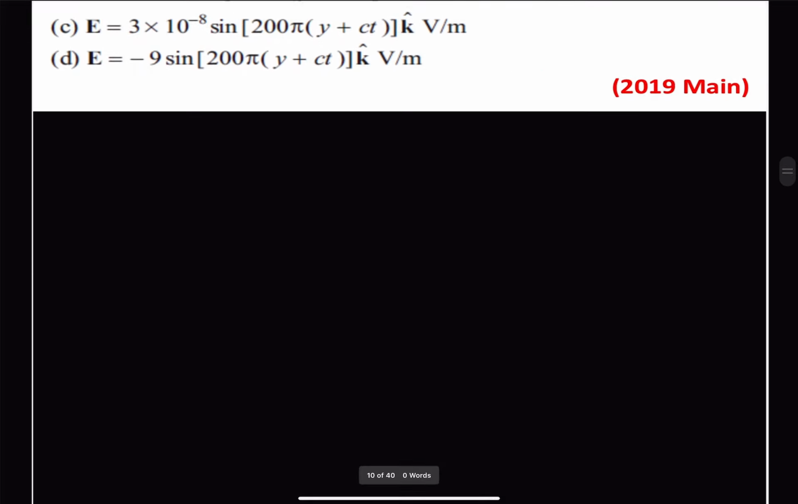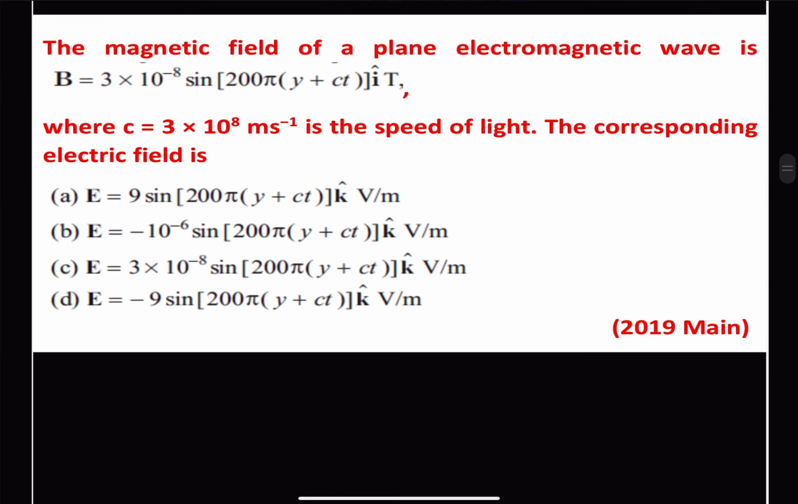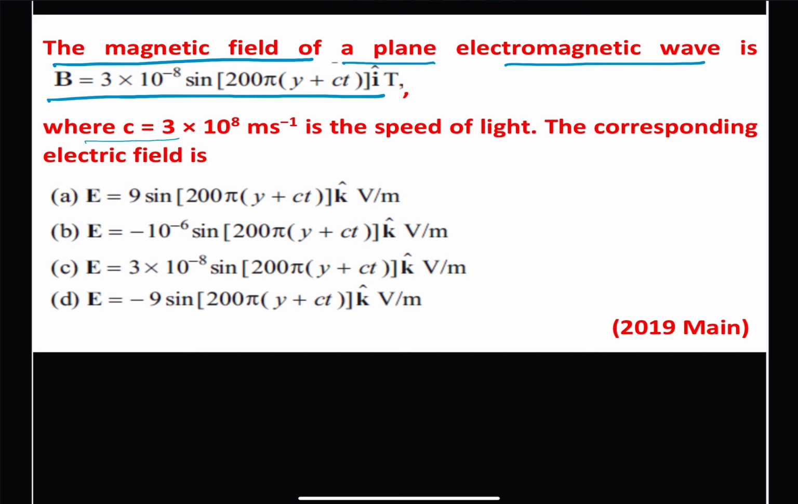Next question. It states that the magnetic field of a plane EM wave is given by this equation, where C is the speed of light, given as 3 × 10⁸ meter per second. The corresponding electric field is. So we have to find out the corresponding electric field from the magnetic field that is given to us.